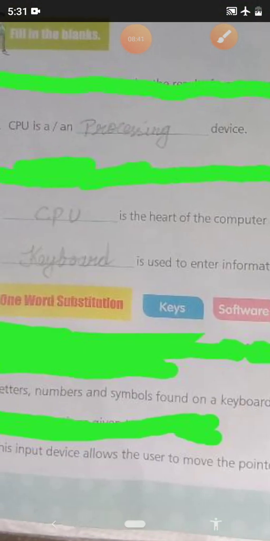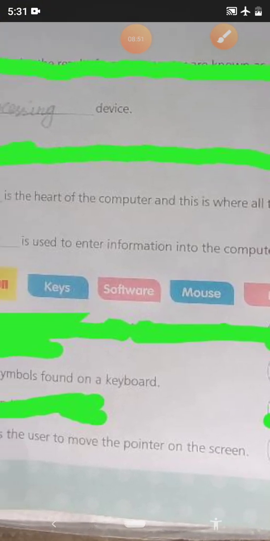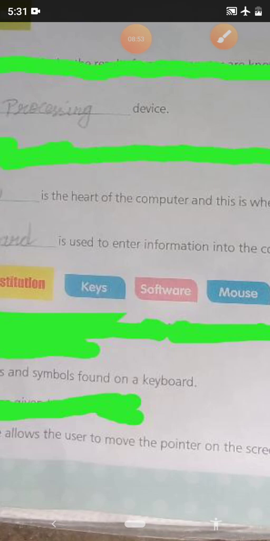Okay, and then this input device allows the user to move the pointer on the screen. So this input device is used to move the pointer, like one arrow mark in the computer. That is a pointer. So pointer denotes what is the name of the device? Mouse. So mouse, in page number 4 also we have seen mouse is a pointing device. It points, it selects.